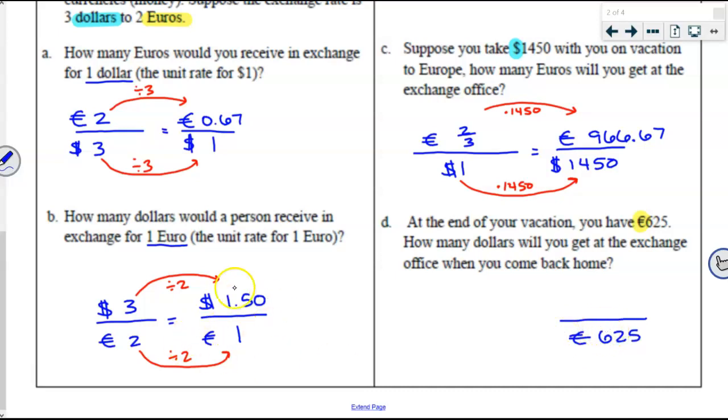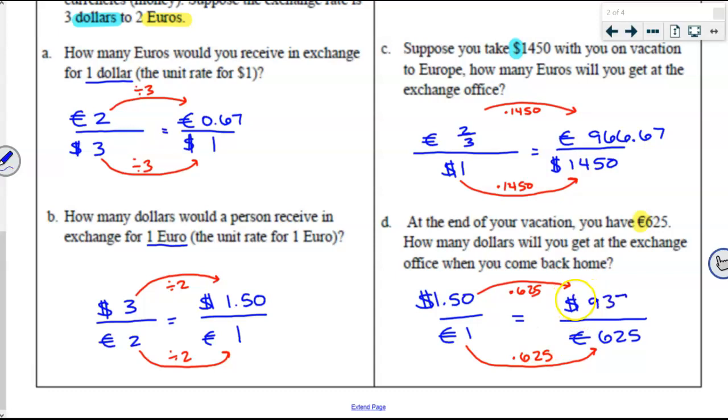How many dollars am I going to get? Start back here with that unit rate, with that one single euro on the bottom, the $1.50 on the top, and we can see how is that 1 euro going to change to 625 euros. We're going to multiply by 625. So I'm going to do the same thing up here with that $1.50. Multiply by 625. So my calculators are malfunctioning. 625 times 1.5. All right, 937.50. I'm going to end up with $937.50 back that I can take back to the United States and spend at home.